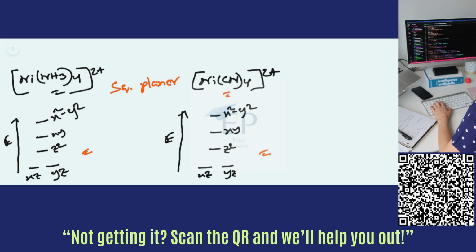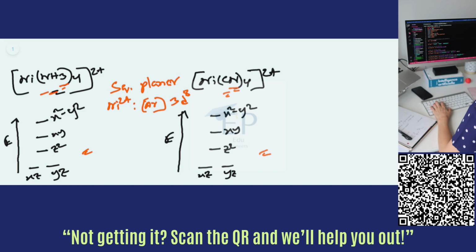So since both of them have nickel 2 plus as their central metal ion, and nickel 2 plus has an electronic configuration of argon 3d8, that means we have 8 electrons in the d orbital of the central metal ion in both cases. But in case of this tetraamine nickel complex, we have ammonia as a ligand, which is a comparatively weaker ligand than this cyano group.